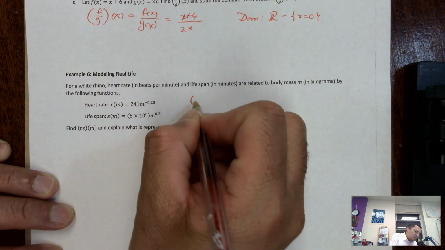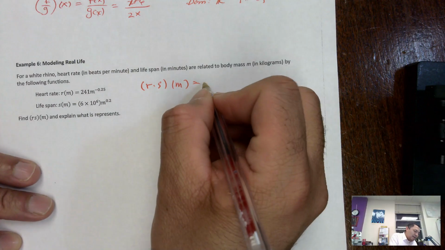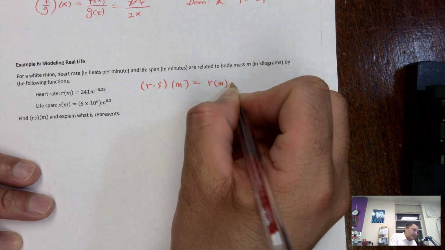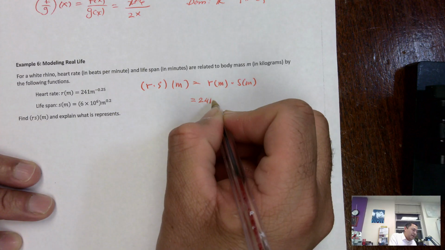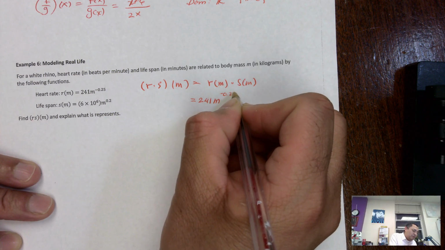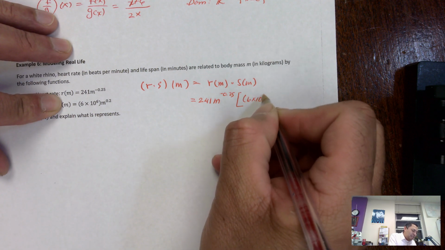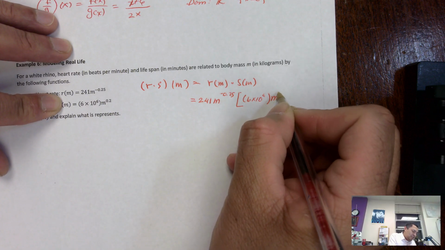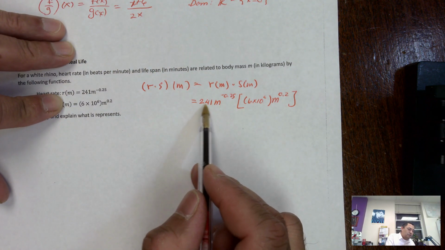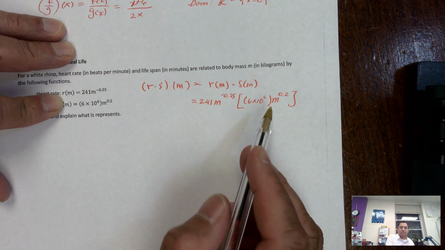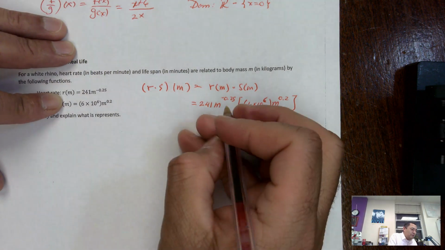So I'm going to have (r times s)(m), which is the same as having r(m) times s(m). So it's equal to 241 m to the negative 0.25 times, I'm going to open this bracket, 6 times 10 to the 6 m to the 0.2. Okay, if we perform the operation, we're going to multiply 241 times 6 times 10 to the 6. We can use the graphing calculator if you want, or a normal calculator.